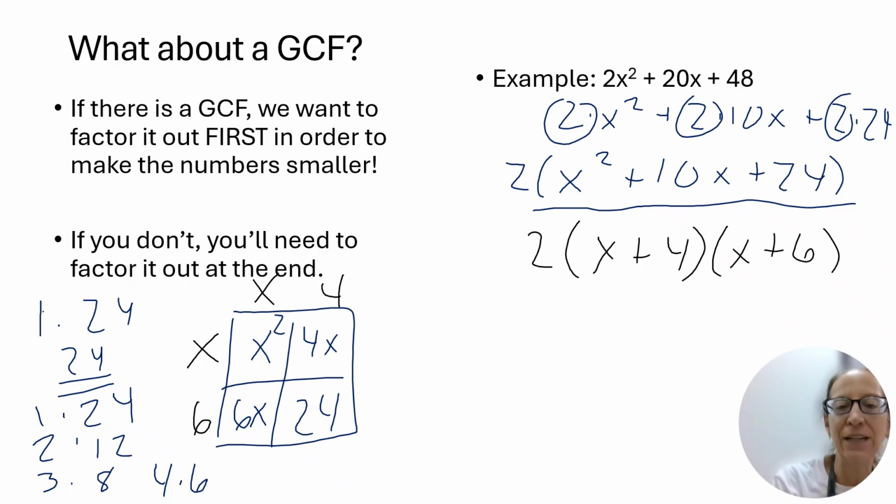And then don't forget you've got that 2. Don't forget, it's a 2. We got the 2 at the beginning. If you don't get it out at the beginning, what's going to happen is one of your parentheses is going to have the common factor in it, and you would have to get it out at the end, and you just make the problem so much harder by not getting that common factor out at the beginning.